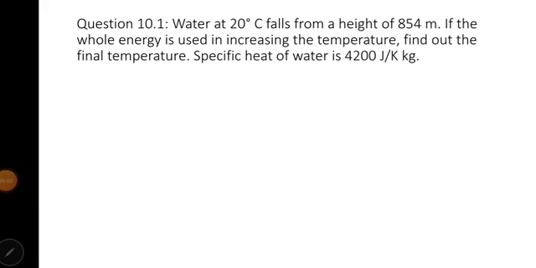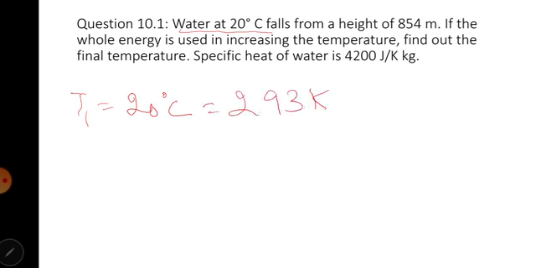Now, students, the first numerical is: water at 20 degrees Celsius. So temperature T1 is 20 degrees Celsius. We will convert this temperature into Kelvin. In Kelvin it is equal to 293 Kelvin. We will add 273 to this. The water falls from a height of 854 meter. So height is equal to 854 meter. This is the height.